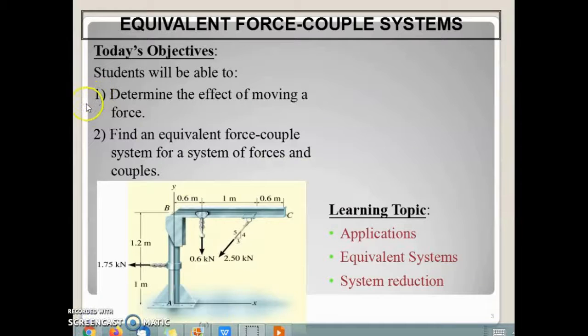This is the objective. First is to determine the effect of moving a force, and second is to find an equivalent force couple system for a system of force and couple.